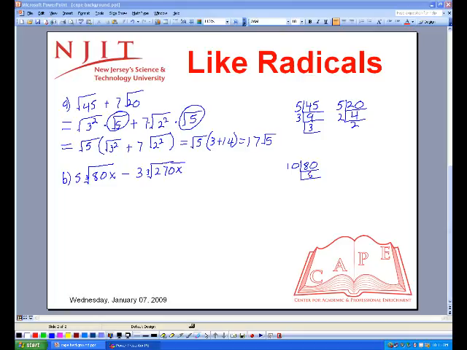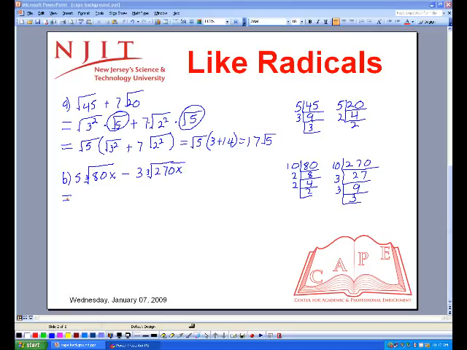We're left with 8, which breaks up into 2 and 4, and then 4, which breaks up into 2 and 2. And for 270, we have 27, which breaks up into 3 and 9, which breaks up into 3 and 3. Notice there are 3 3's and 3 2's, and we can take the cube root of these.